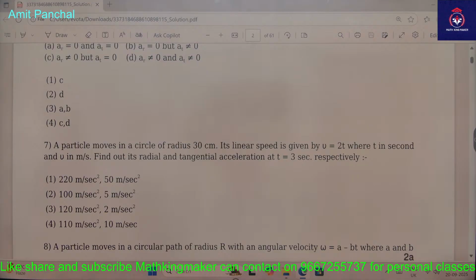A particle is moving in a circle of radius 30 centimeter. Its linear speed is given by v is equal to 2t, where t is in second. Find out the radial and tangential acceleration. Just use the formulas which we were using for circular motion. I somehow found the answer, but I'm not getting the correct answer.